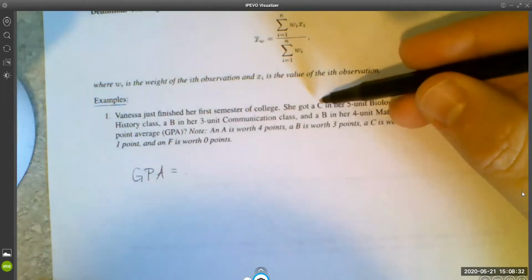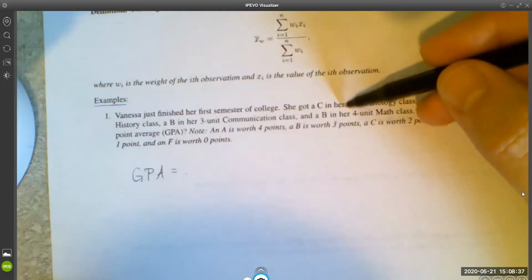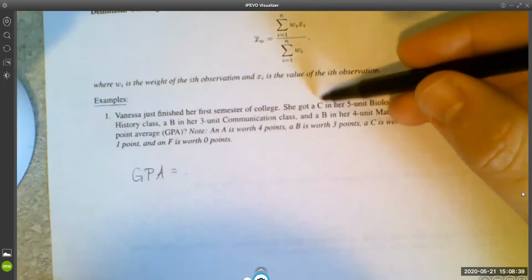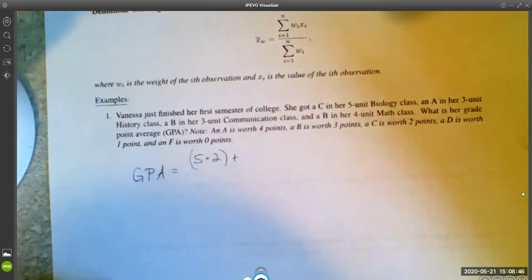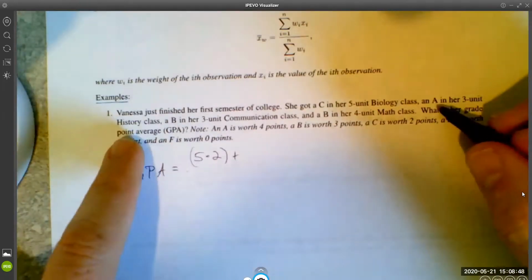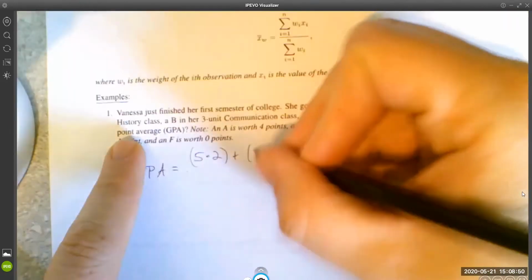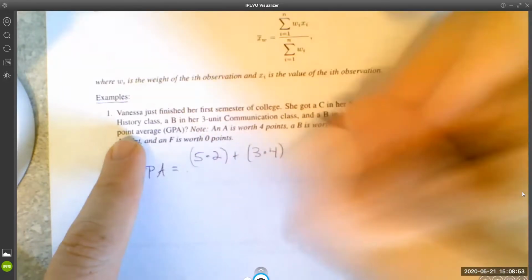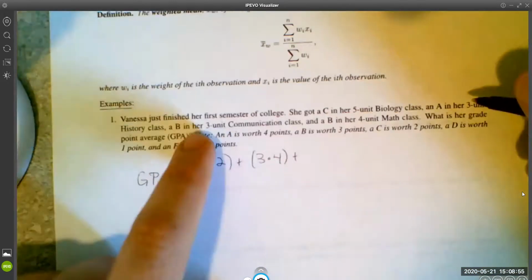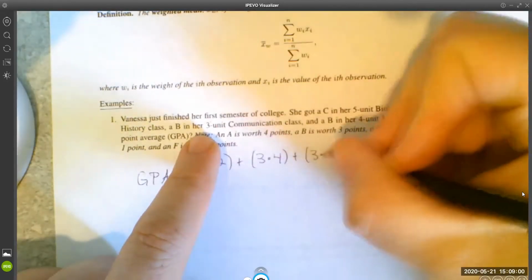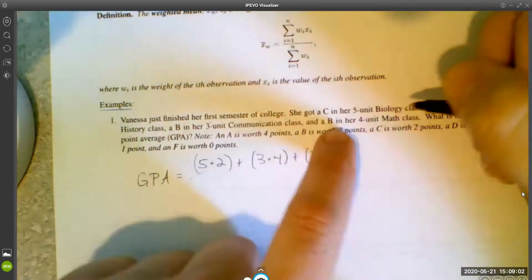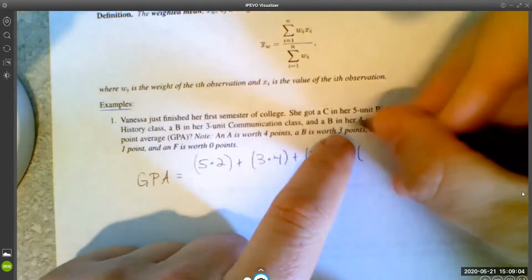So if she got a C, that's worth 2 points. So we're going to multiply the weight of the class, which is 5, times the grade in the class, which is 2, right? So 5 times 2, that's for the biology class. For her history class, we're going to say 3 times 4. It's a 3-unit class and she got an A. For her communication class, we're going to say 3 times 3. It's a 3-unit class and she got a B. And then for her math class, we're going to say 4 times 3.